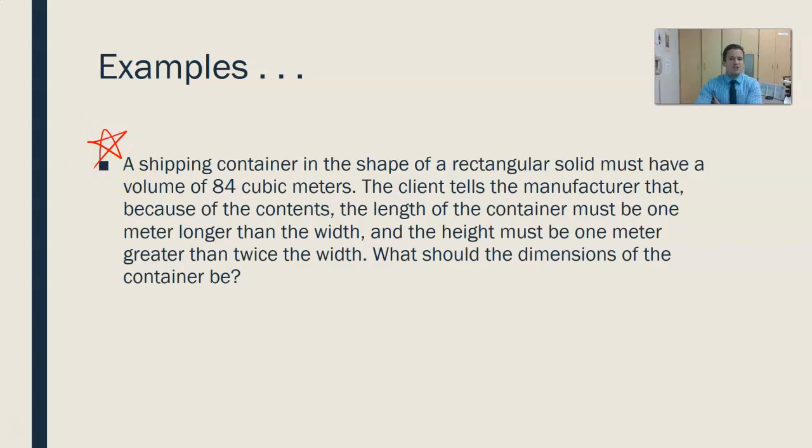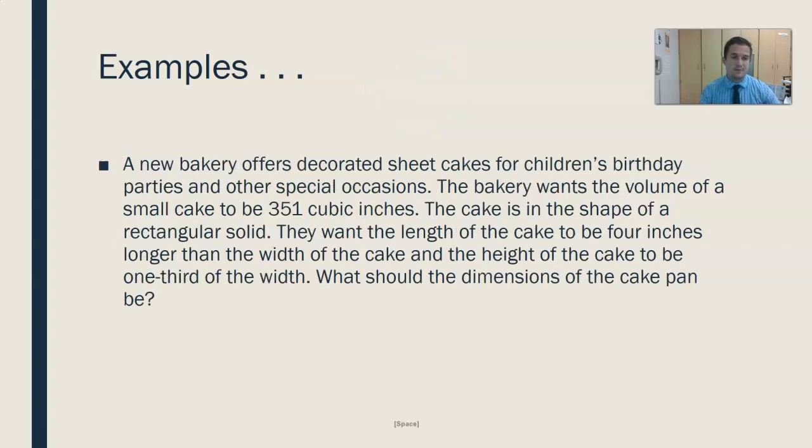But it says a shipping container in the shape of a rectangular solid must have a volume of 84 cubic meters. The client tells the manufacturer that because of the contents, the length of the container must be 1 meter longer than the width, and the height must be 1 meter greater than twice the width. What should the dimensions of the container be? So this is the kind of problem that someone could actually encounter from an engineering perspective or a construction perspective. These are the specific criteria that my container or my building needs to fit, and we can create a polynomial equation to solve for what the dimensions of this figure need to be.